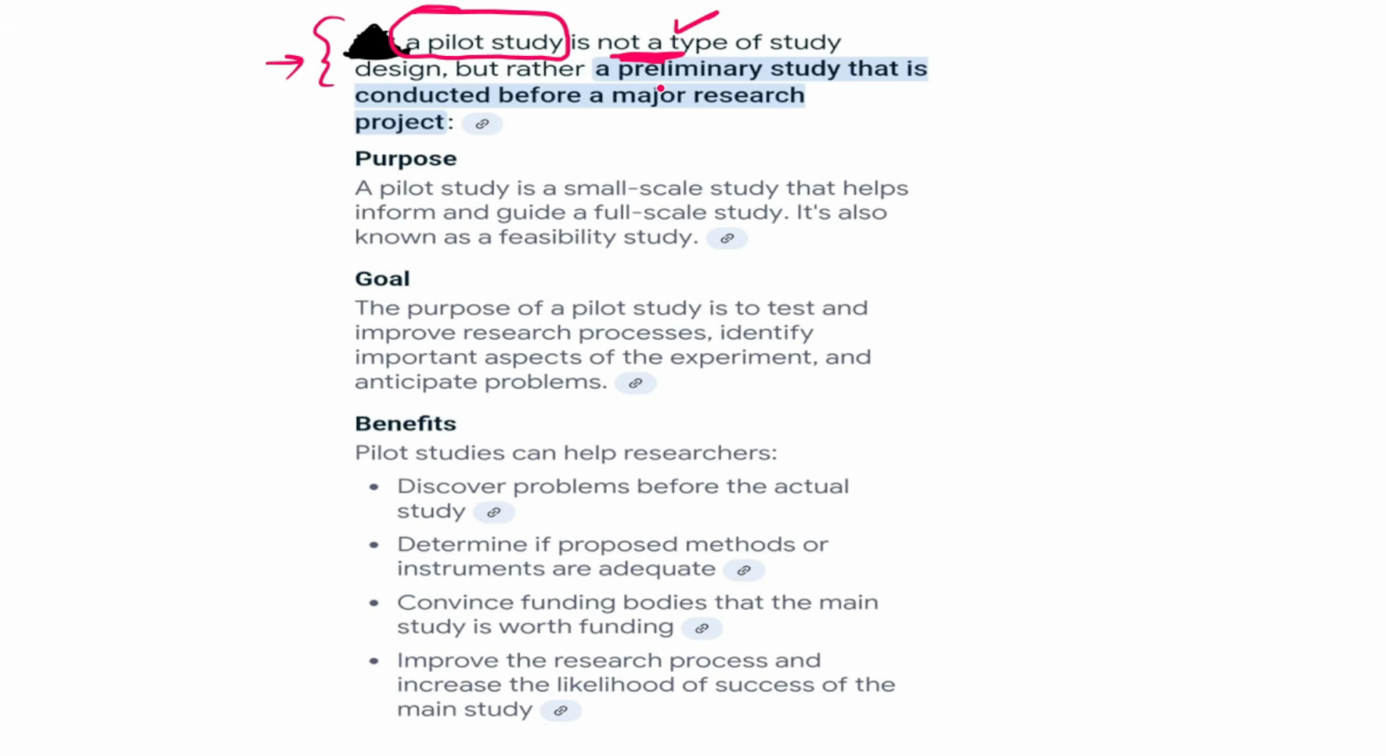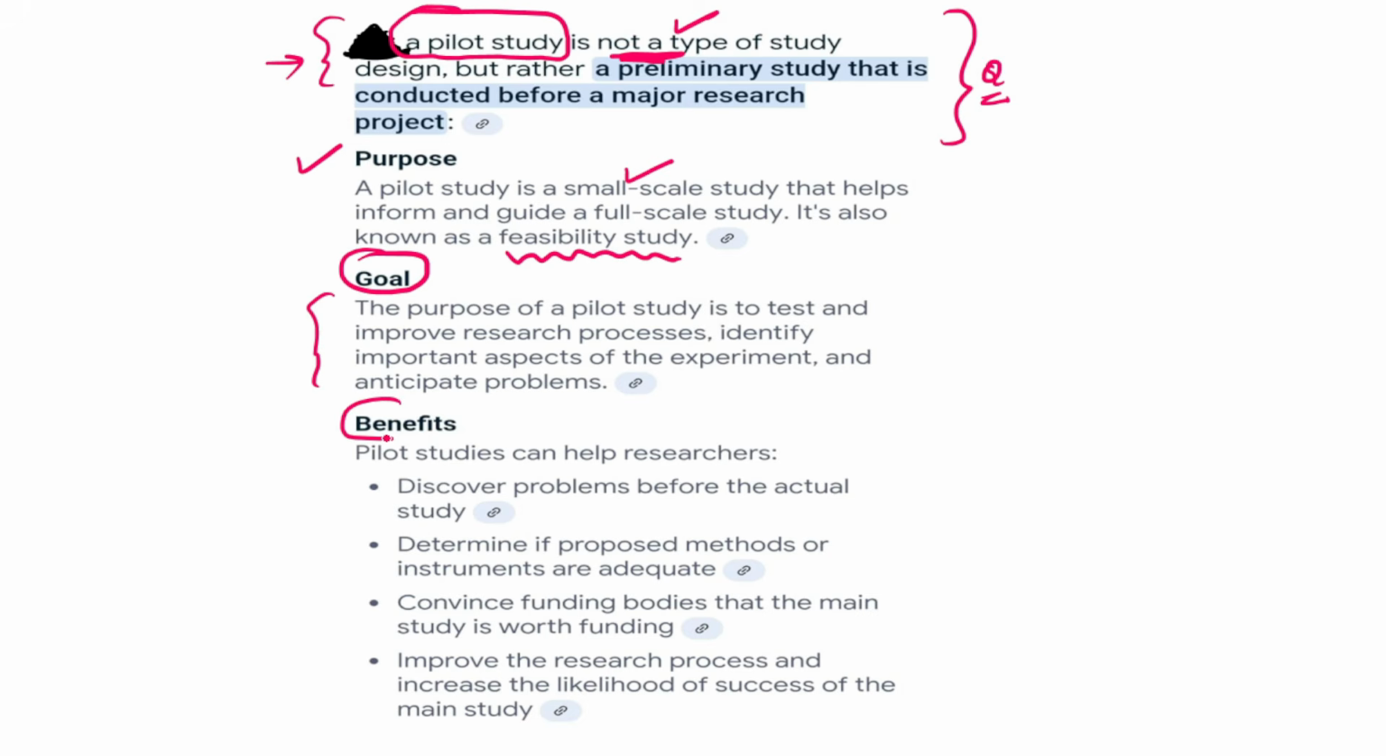Then what is it? It is rather a preliminary study that is conducted before a major research project. So even this may be asked as a question. What is the purpose of a pilot study? Because pilot study is a small scale study that helps inform and guide a full scale study, and it is also known as a feasibility study. What is the goal of a pilot study? Purpose of the pilot study is to test and improve the research processes, identify important aspects and anticipate problems.